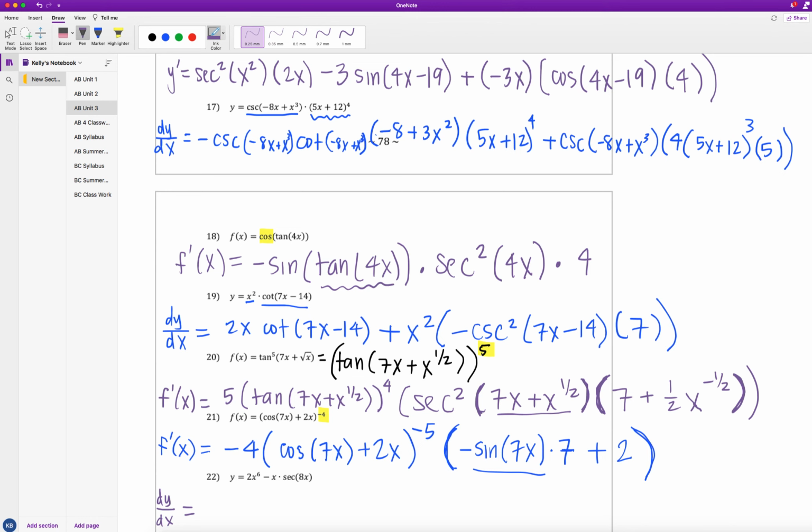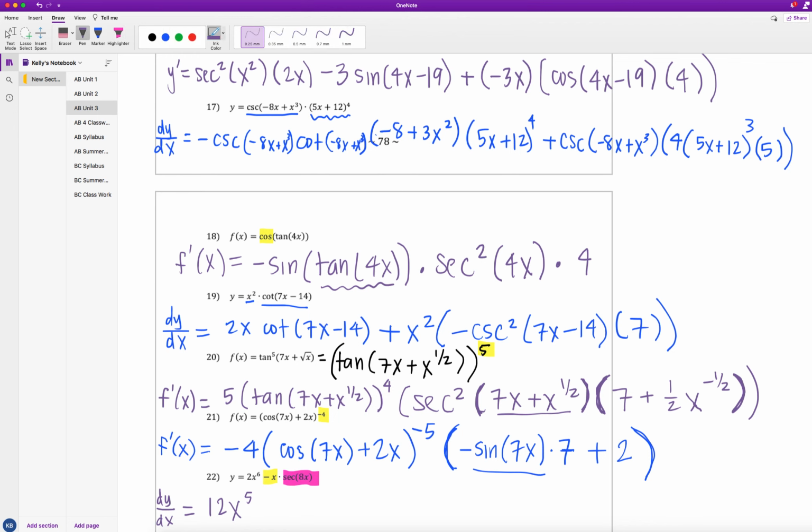So I will have to use a product rule, but the 2x to the 6 is not part of that product rule since it's being subtracted from this x times secant of 8x. So I'll start with the derivative of 2x to the 6. That will be 12x to the 5th by using the power rule. Now I have a product of two things. I have this negative x times this secant of 8x.